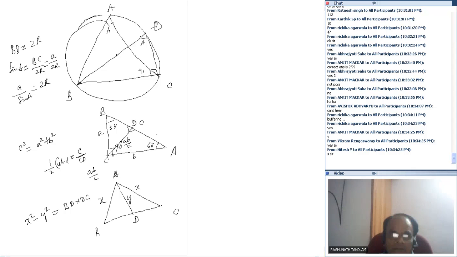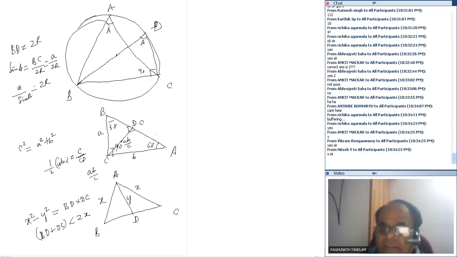Then, what should you know? BD plus DC should be less than 2x, note down. Please write down this. BD plus DC should be less than 2x. Then only you can have a triangle.